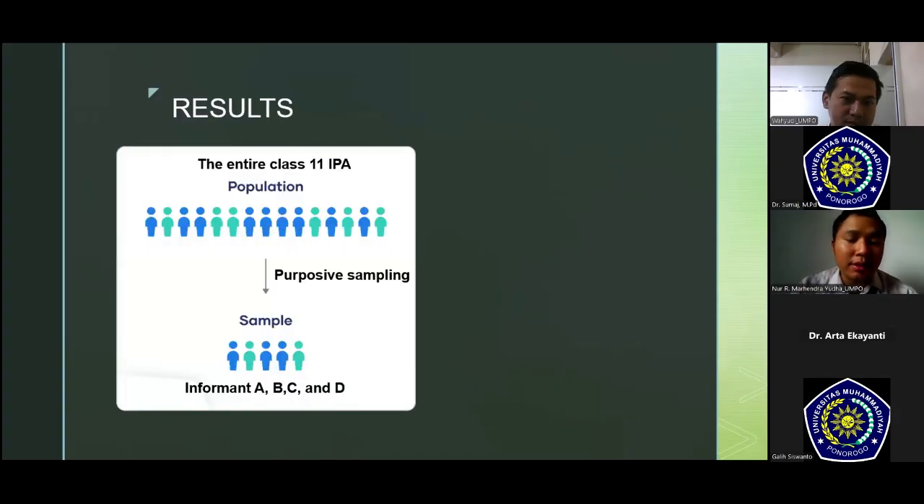So here's the result. We take the entire population, which is the entire school. We take one class, specifically class 11 IPA, which means natural science. And we take the population inside that class. Using purposive sampling, we took 4 informants here. So we take A, B, C. Here, A, B, C stand for the first, the second, and the third informant. All of these informants are students. And D is basically a teacher that teaches in the class and has some experience teaching inside that class. Next slide.